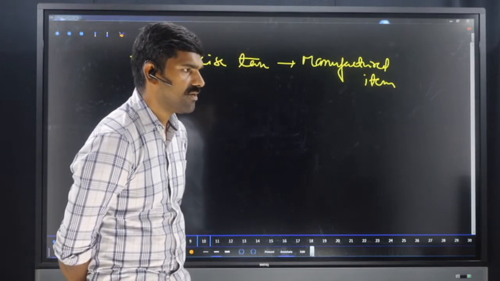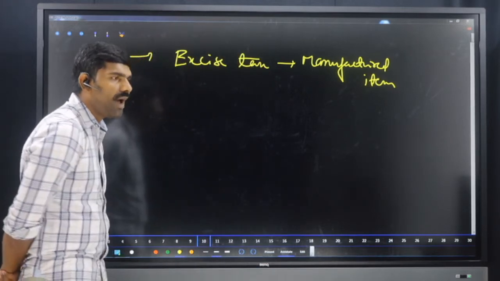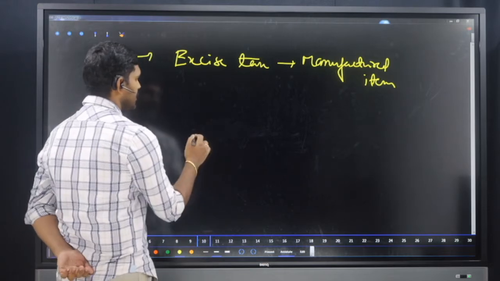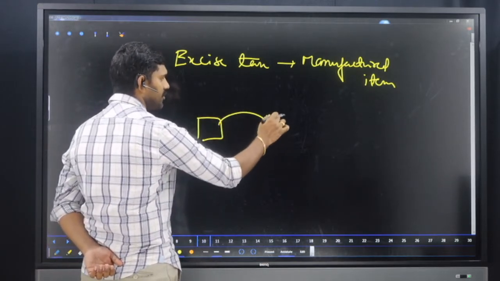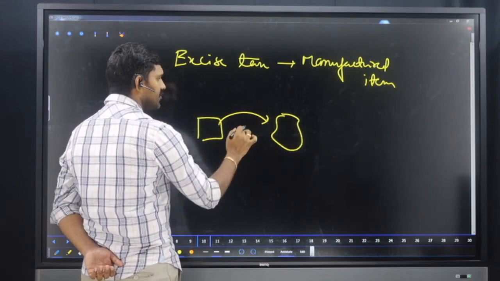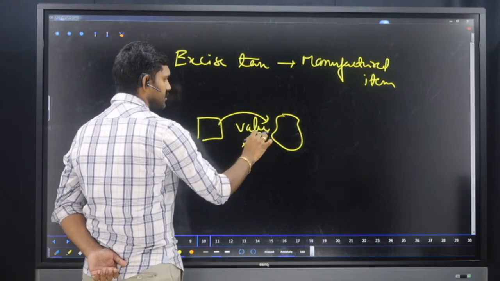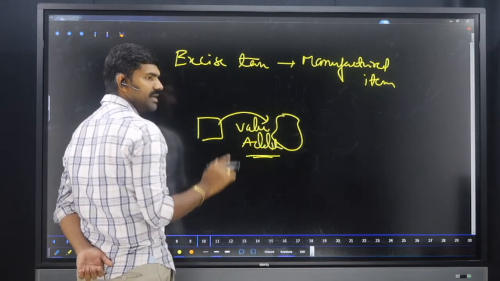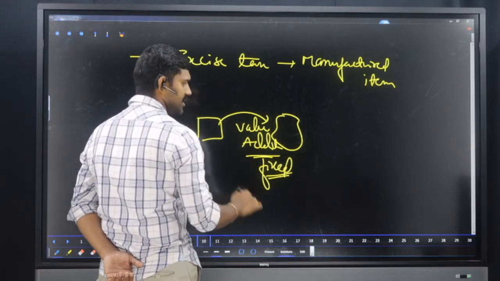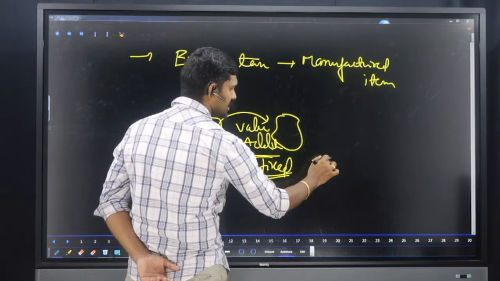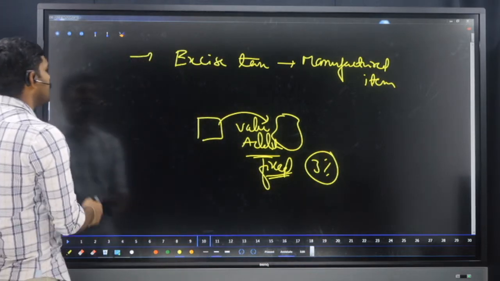Difference between VAT and ad valorem tax. VAT is where one form of the item is converted into another form. In conversion, you are doing some value addition. VAT is fixed, meaning they fix a certain percentage, for example 3% or something like that. But what is ad valorem tax?